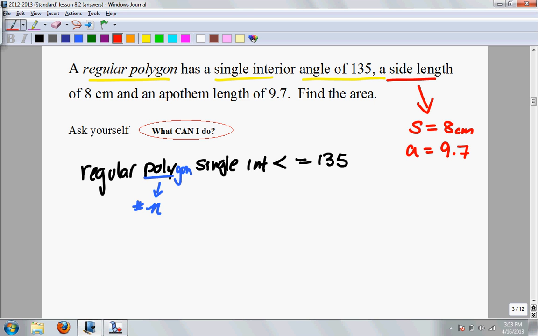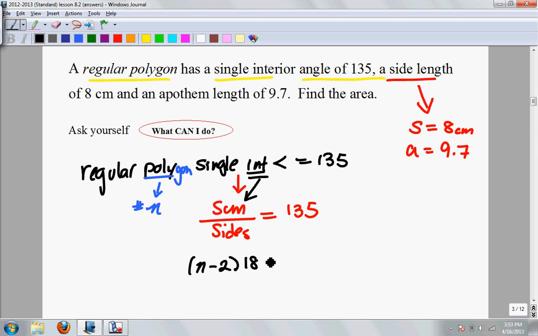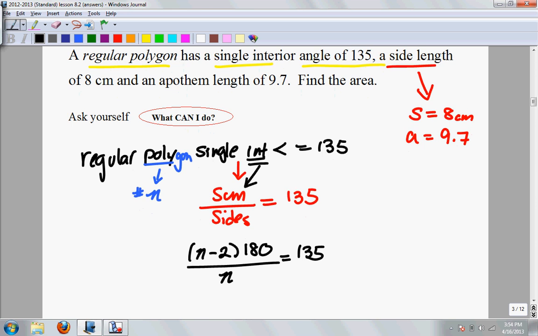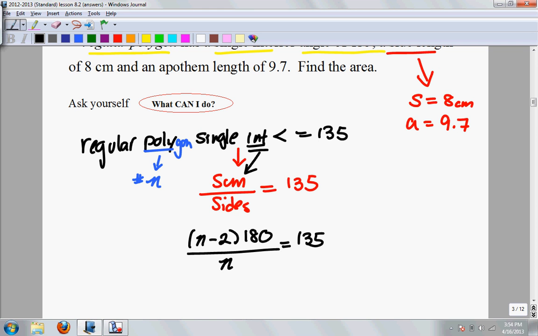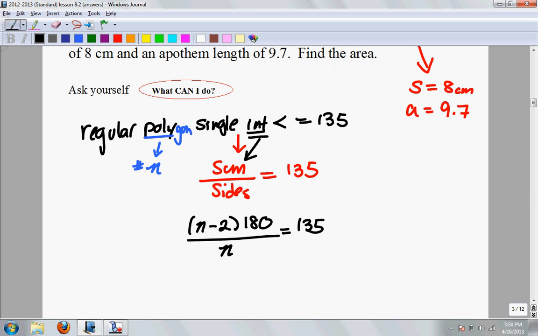But what we do know is we have a single interior angle. So a single interior angle is going to be the sum over the number of sides, equals 135. We don't know the number of sides, and it's interior, so the sum of the interior angles is sides minus 2 times 180, so that's (n minus 2) times 180 over n equals 135. Now you use this to solve for the number of sides we have.